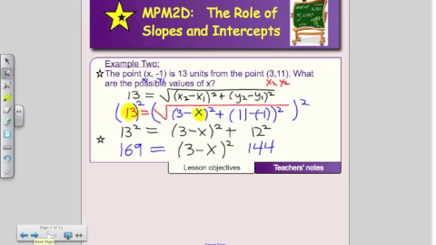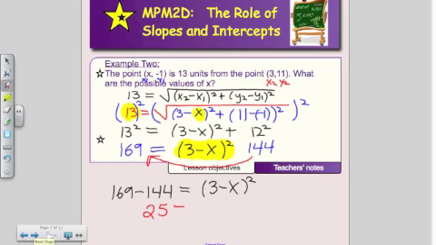And then I have this (3 minus x) squared. Now we haven't learned how to square a binomial yet. You're going to learn about that in Unit 7. But we don't need to know that concept. What we are going to do is isolate this expression. We're going to keep it on the right-hand side, and I'm going to group all my numbers together. So this 144 is going to move to the other side. So 169 minus 144 is equal to (3 minus x) squared. What is 169 minus 144? Good, 25. So 25 is equal to (3 minus x) squared.